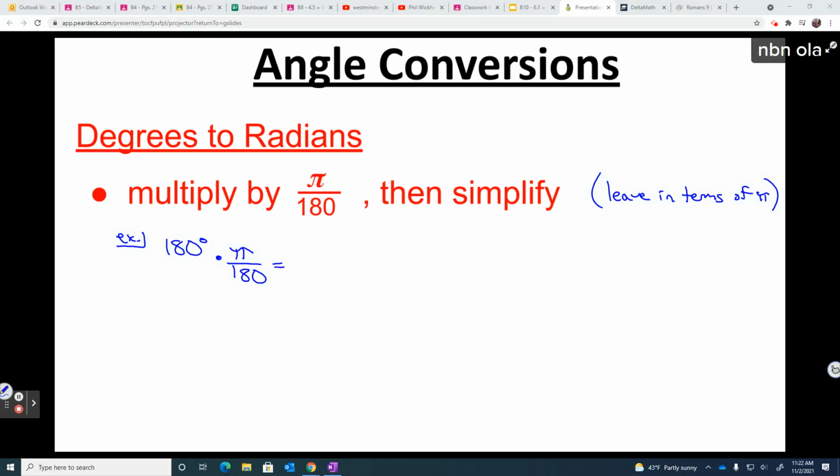All we're going to do is just write it like this. 180 pi over 180. Just multiply straight across. In this case, it's very easy because the 180s cancel. It's just 1. Okay? This is actually just pi. 180 degrees is pi.